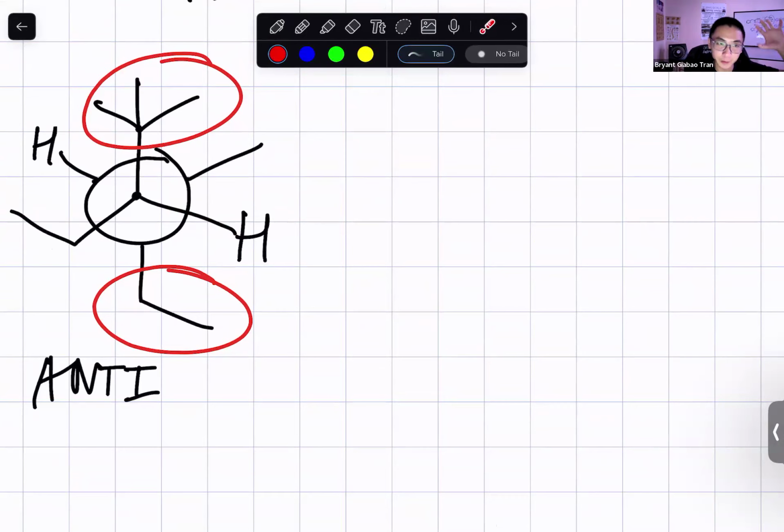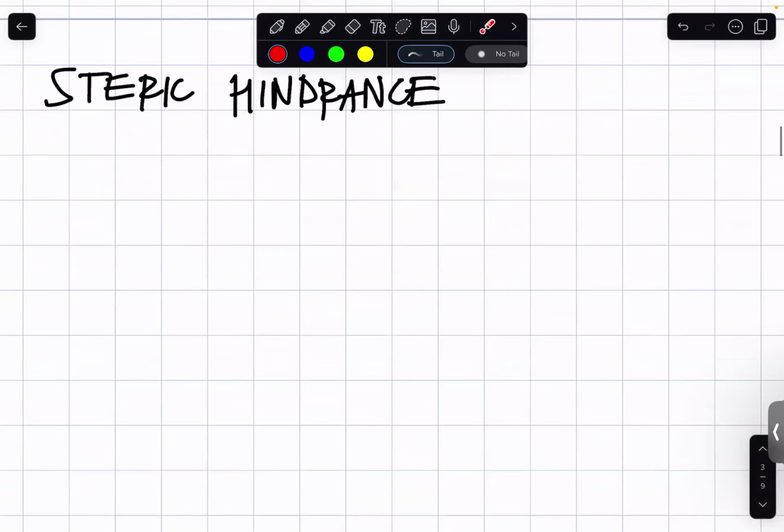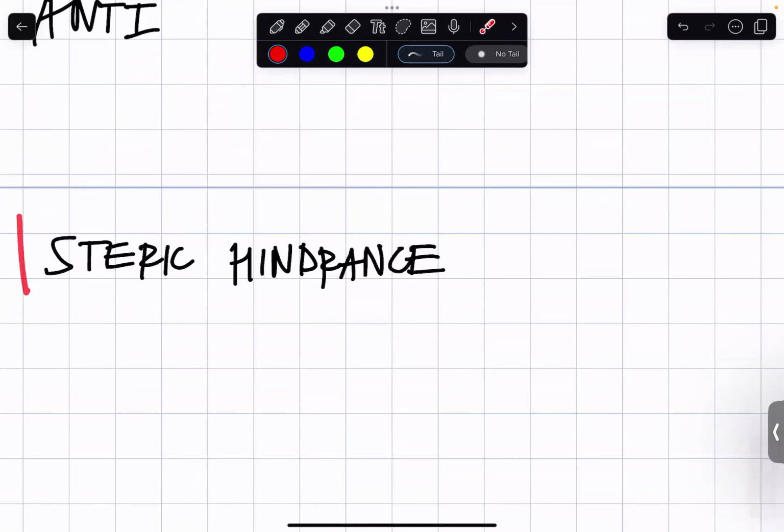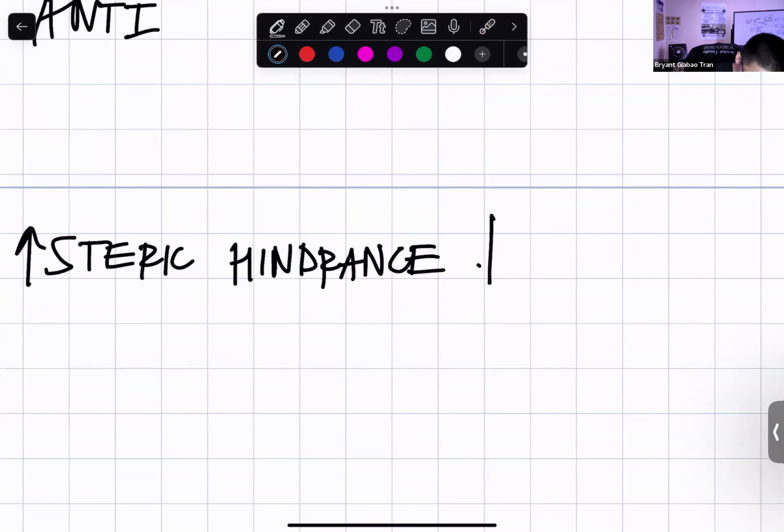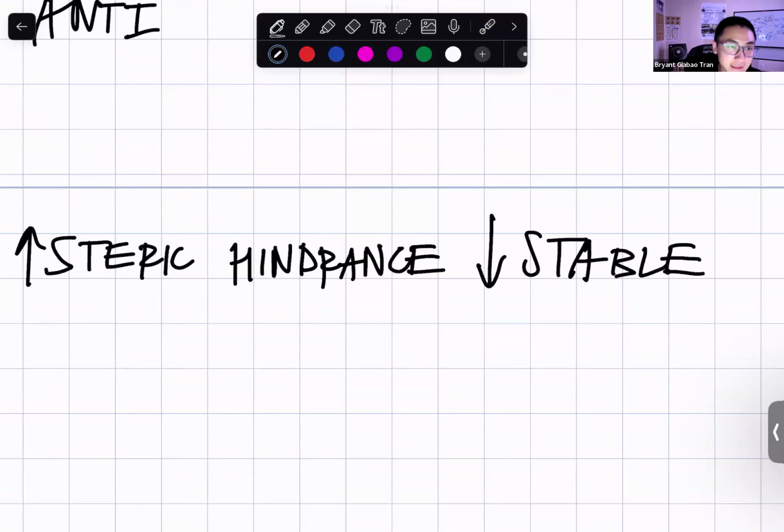If you have very bulky groups here, very bulky groups here, and a lot of bulky groups everywhere, it's going to be very crowded, and they're going to touch each other. That's steric hindrance, and that's unstable. If you have more steric hindrance, you have less stability, and vice versa. We want to avoid steric hindrance. We want to have space.